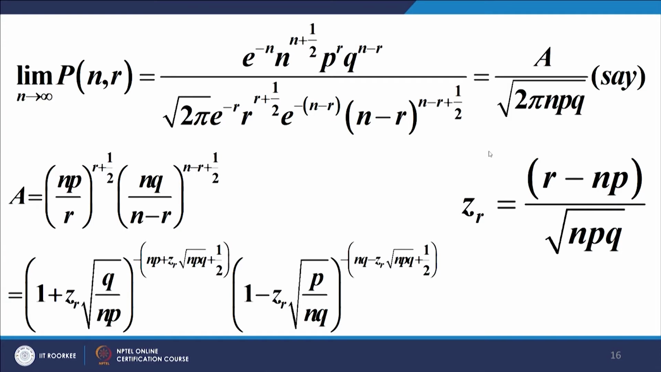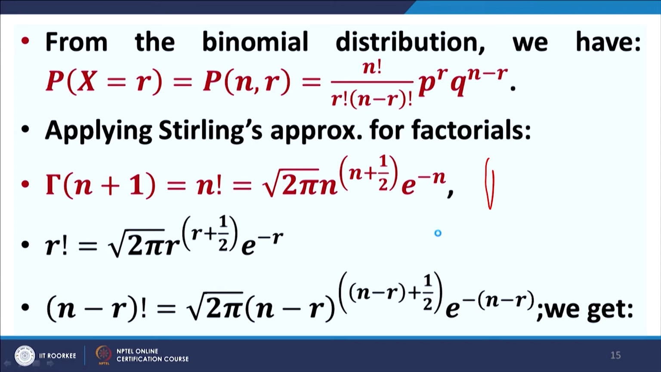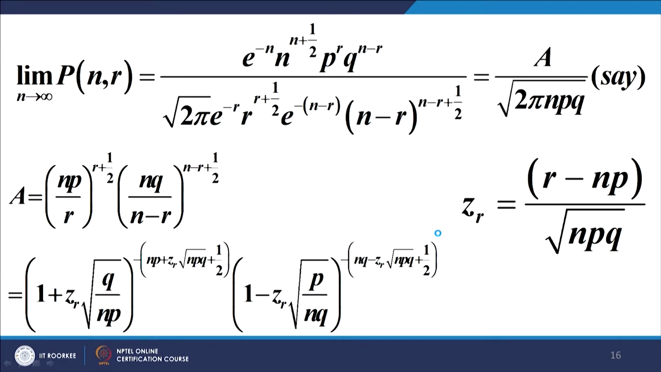Now what I do is I make a substitution: z suffix r is equal to (r minus np) upon under root npq. Remember, we had made this substitution. The random variable z represented the random variable x, which was a binomial variable, minus np upon under root npq. Now we are talking about a particular realization of z corresponding to a realization of x given by x equal to r. If x is equal to r, then z is equal to z r, which is given by (r minus np) upon under root npq.